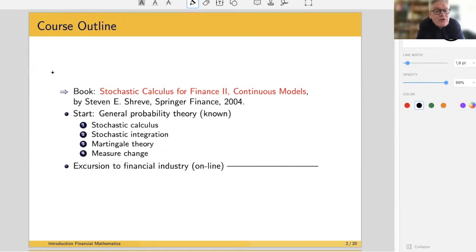Usually we have an excursion to the financial industry in my courses, but because of the situation now, this will be an online version where people from the financial industry will take over one of these lessons and explain what they are doing. I hope you enjoy the course.